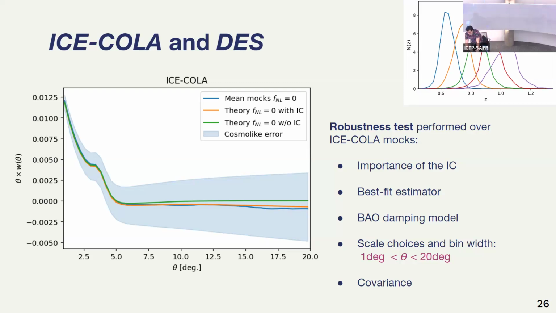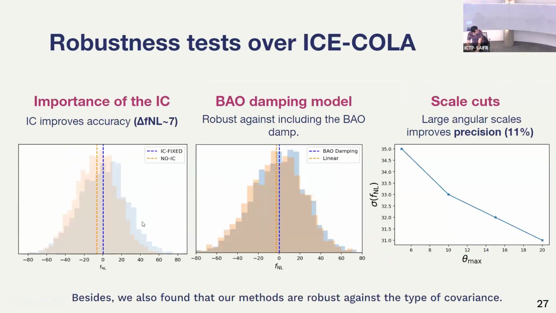So we tested our method against the importance of the integral constraint. We tested whether we can use some fancier modeling at this scale, and we also tested the scale choices, so from where to where we measure this f_NL. Here are the results. As I mentioned before, the integral constraint is also important for the case of f_NL zero simulations, when you have this shift around 7. We also tested some modeling behavior. One interesting thing is that usual DES measurements go to 5 degrees, but if we go to the angular correlation function up to 20 degrees, we have an 11% improvement on the errors in this number, just by going to large scales.